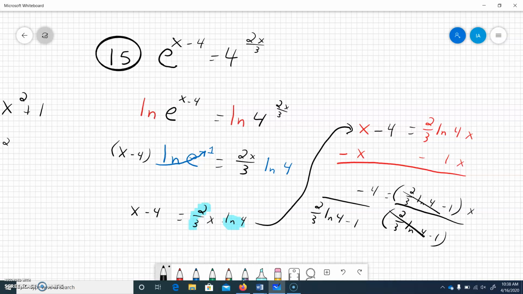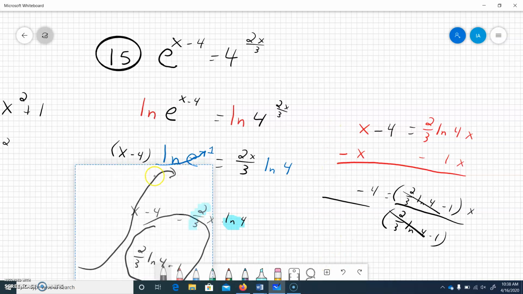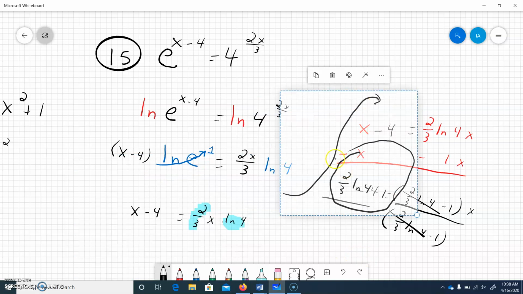Or you could put it in a calculator. So you would get x equal to this thing over here. Now that's a difficult one. There's other ways of doing it, so you could try different things. Okay. I don't know what I'm doing there. Let's do an undo.